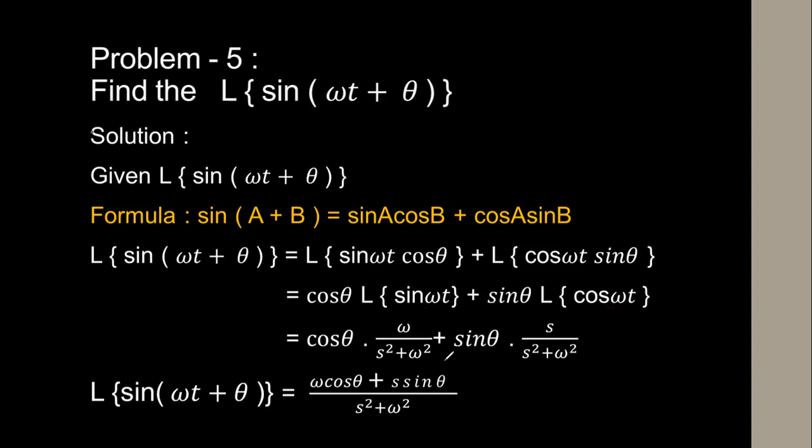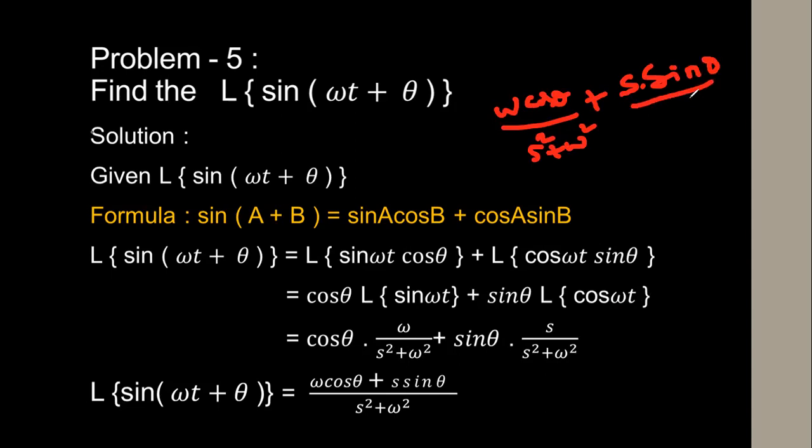So finally, here in this term, what do we get? Omega into cos theta by, for the first term, s square plus omega square. For the second term, s into sin theta by s square plus omega square. If you take the LCM, it will be the same, and what you will get finally is LCM s square plus omega square, and in the numerator omega cos theta plus s sin theta. Okay, this is a very important problem.